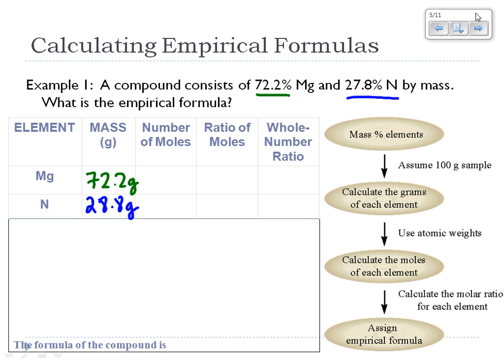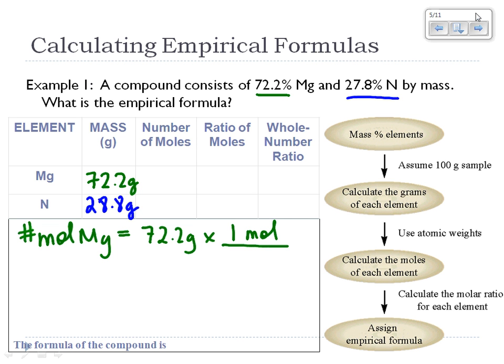So now I have to change that into moles. How do I do that? To find the number of moles of magnesium, remember what I'm going to do. I'm going to take the mass, in this case 72.2 grams, and multiply by the conversion factor, which basically means I'm going to divide by the molar mass of magnesium. This is what we've been working on in class. If I do that, I'm going to get 2.96 moles of magnesium. That's what I'm going to write in my box up here.